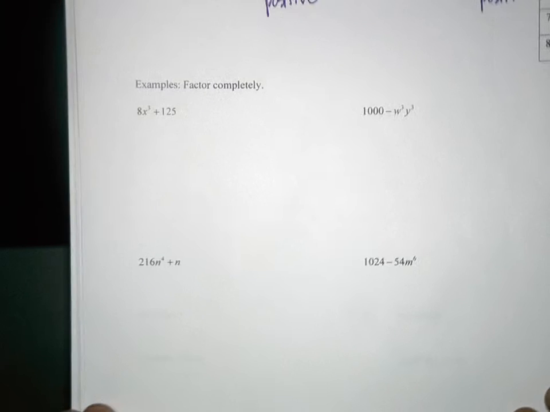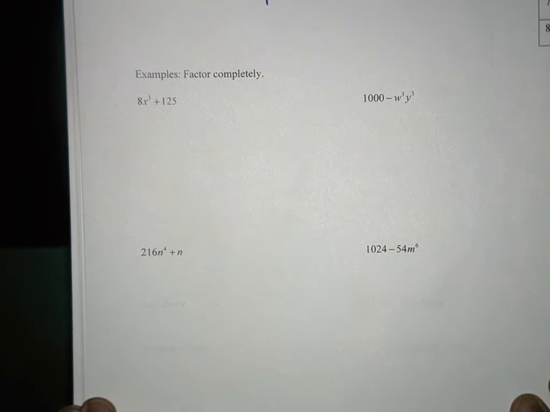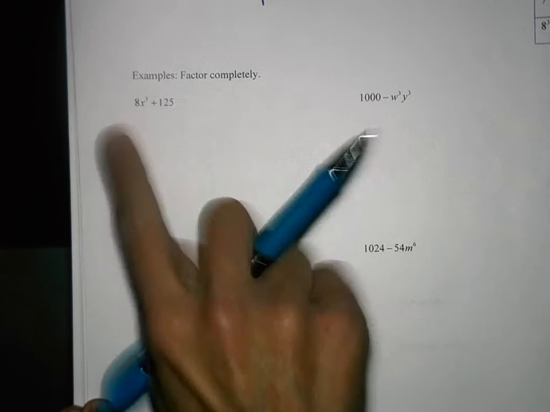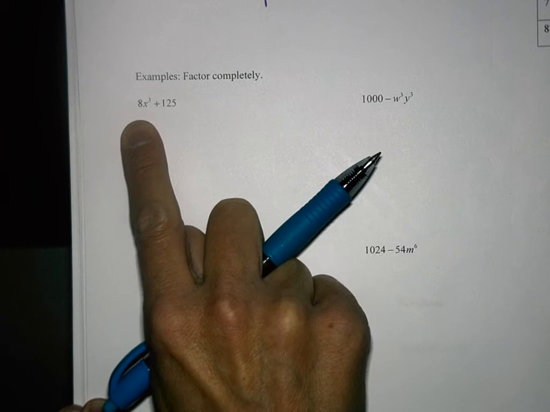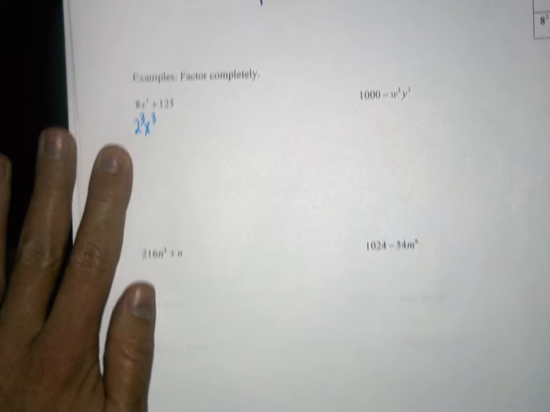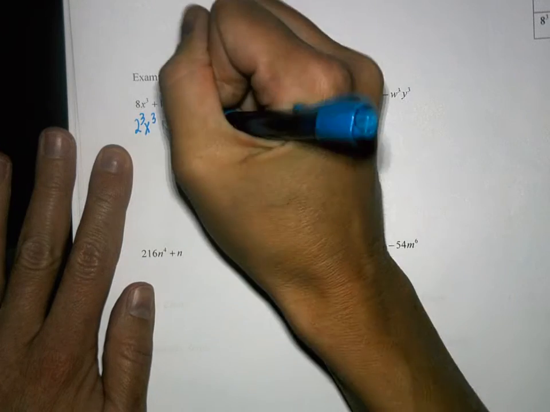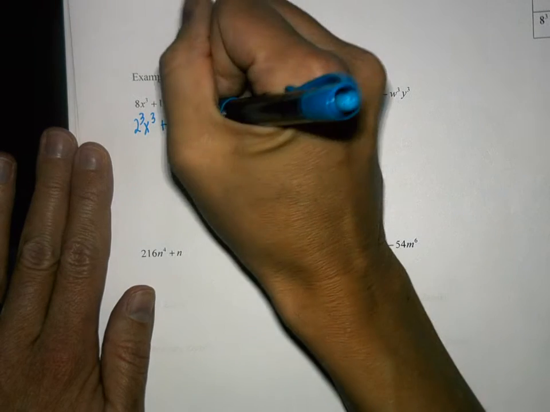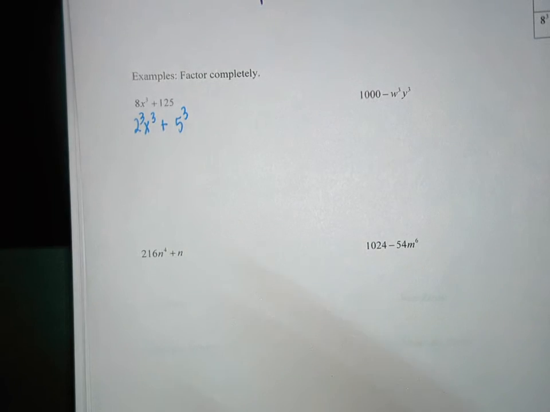So starting here with this first example, we have 8x to the third plus 125. How can I write these all as cubes? What is 8 as a cube? 2 cubed. And then we have x cubed, which is already written as a cube, plus, and then how do I write 125 as a cube? Good. Okay, so we always have to start by writing everything as a cube.